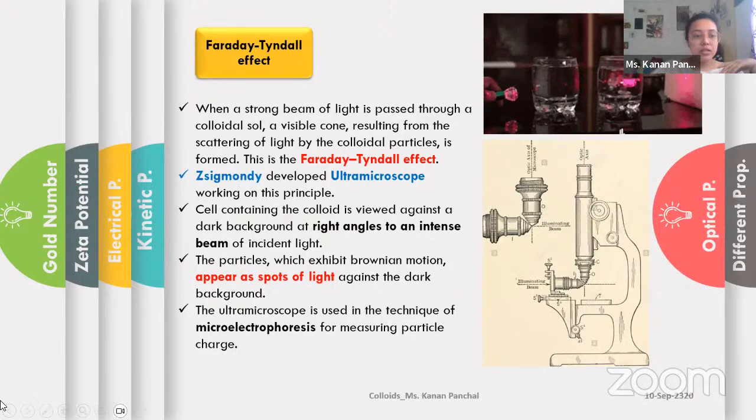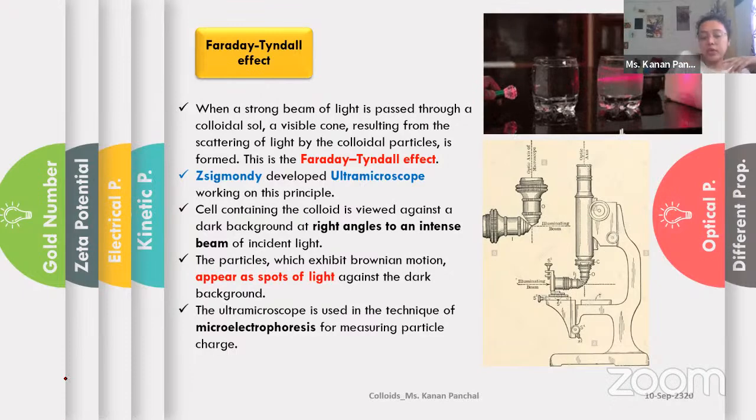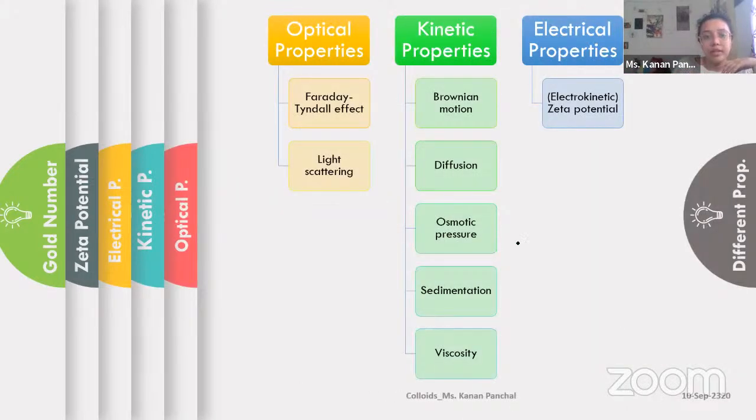So the first property of colloids, which is important and which we are going to discuss, is about the Faraday-Tyndall effect. All right. So the Faraday-Tyndall effect क्या बोलता है? It's an optical property. Optical property means it has something to do with light. मैंने last class बोला था कि optical property में there are these two important things. So light scattering is a result of the Faraday-Tyndall effect.